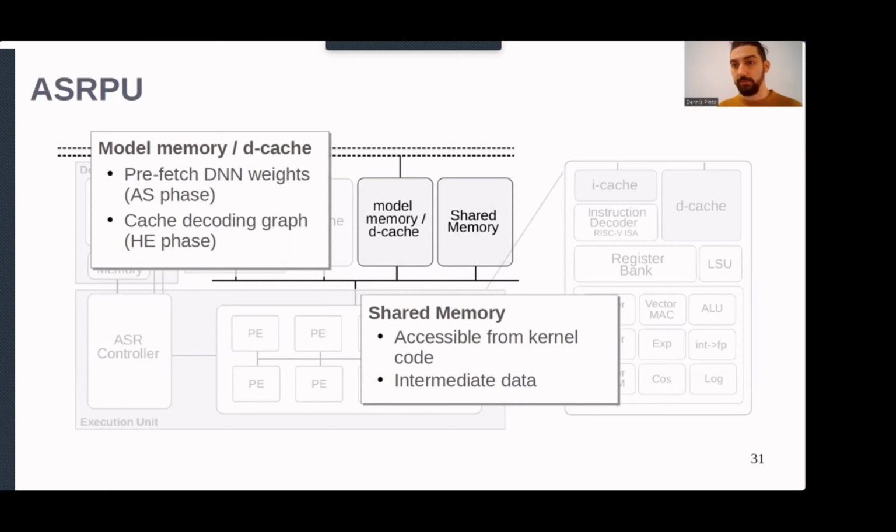access of each algorithm. During acoustic scoring, we access model data in a predetermined way, so prefetching is the best strategy. During hypothesis expansion, the access pattern is essentially random, so prefetching is not a good option if the entire graph doesn't fit in the internal memory, which is generally the case. However, hardware-managed dcache lets us exploit locality in the access of the graph.